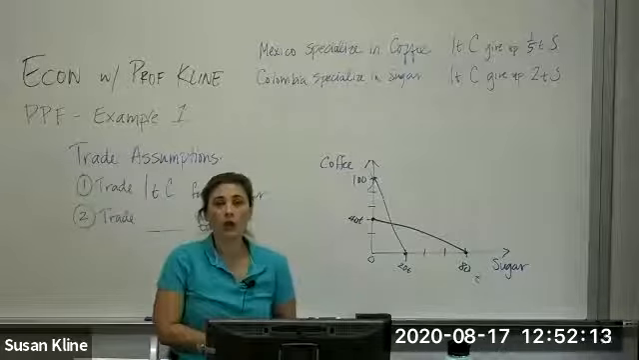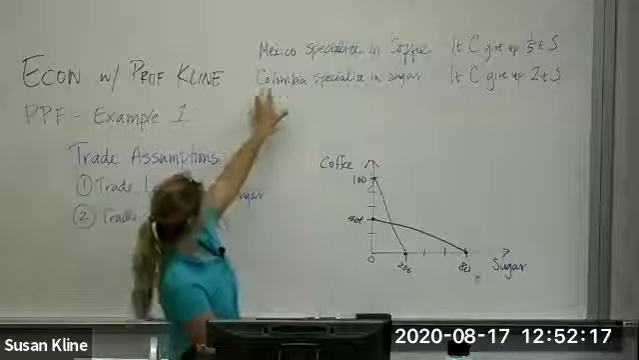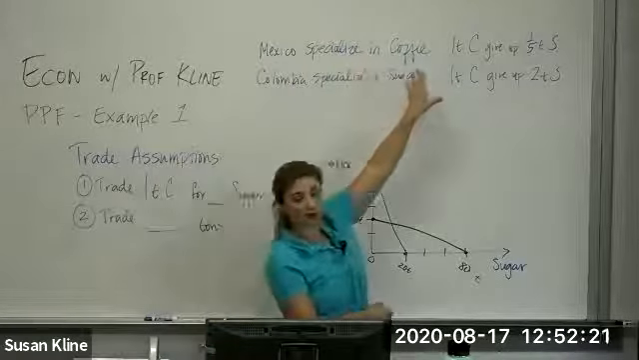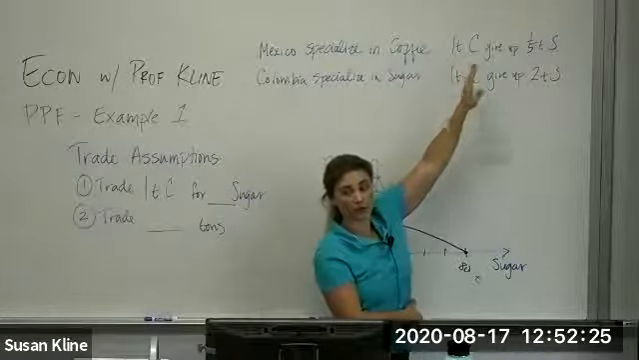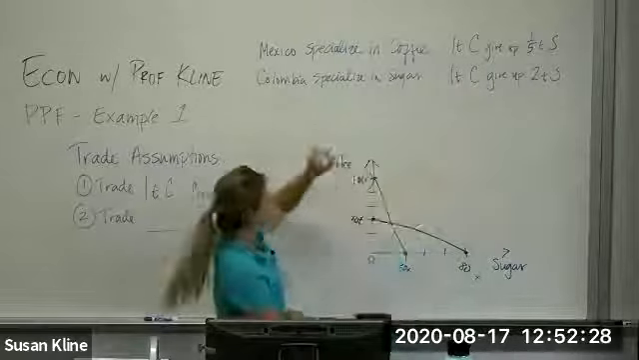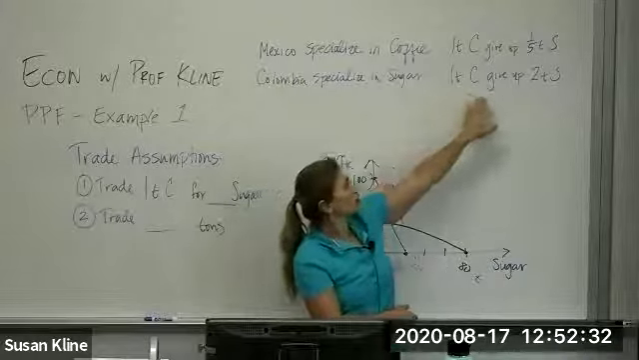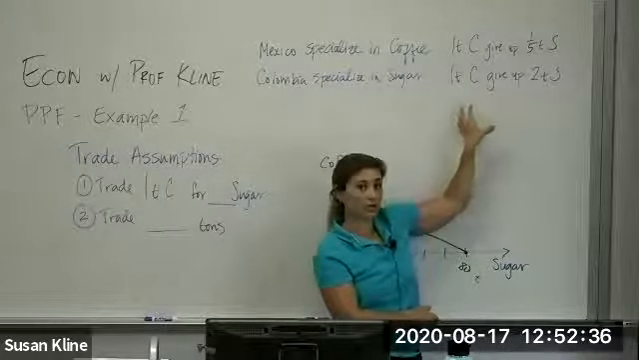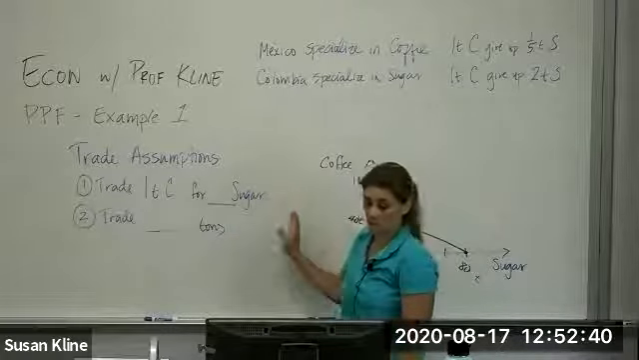Okay, so I have rearranged my board just a little bit. And so notice I have changed this to, we now have established that Mexico will specialize in the production of coffee. And here I've rewritten my opportunity cost. 1 ton of coffee, they give up 1/5 a ton of sugar. Colombia is going to specialize in sugar, right? And 1 ton of coffee is they're going to give up 2 tons of sugar. This is important, and we need to know the opportunity cost before we figure out these trade assumptions, all right?